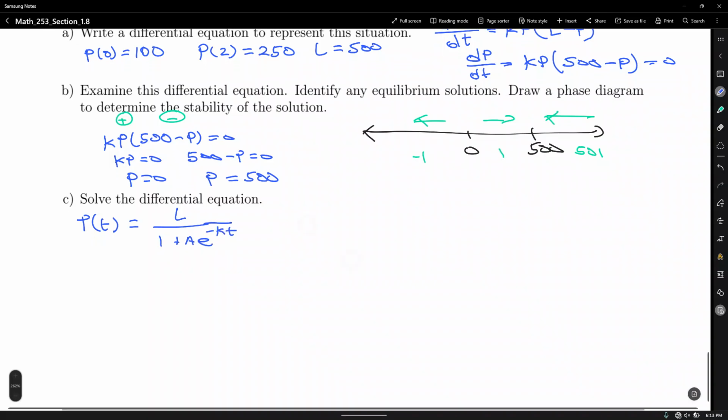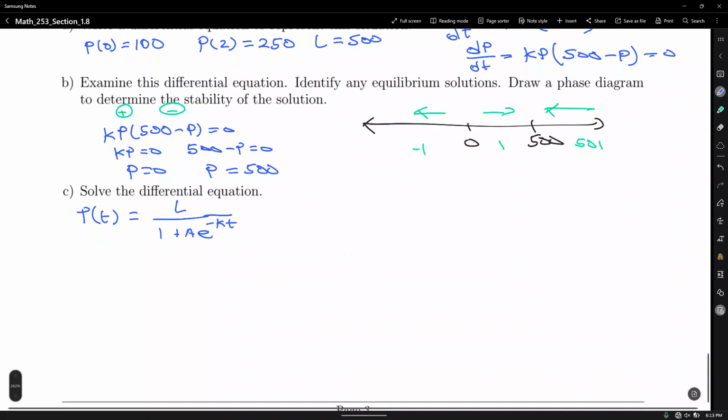Okay. And well, we know the value for L, right? That is 500 over 1 plus A e to the negative kt. And the rest of the problem is going to be very similar to what we have done with the fictional model, the baby exponential model. That's because we're going to use the initial conditions to find A and the value of k.